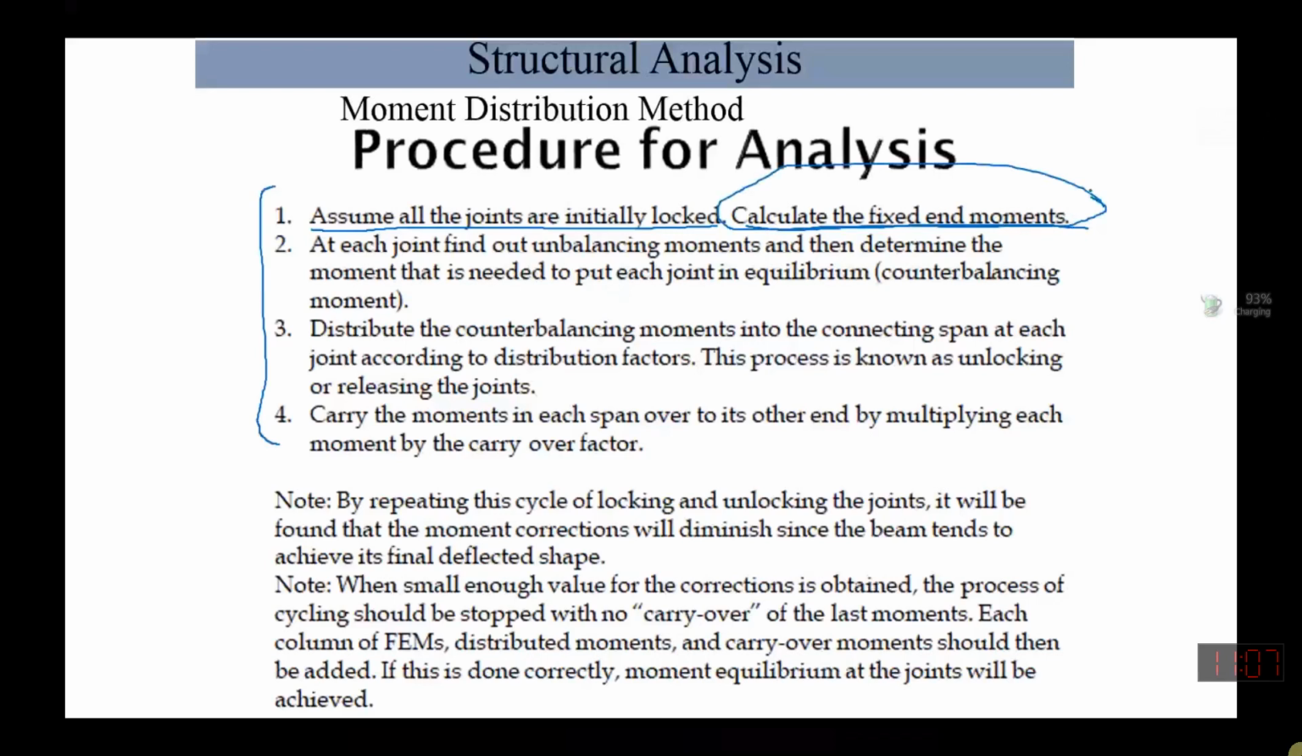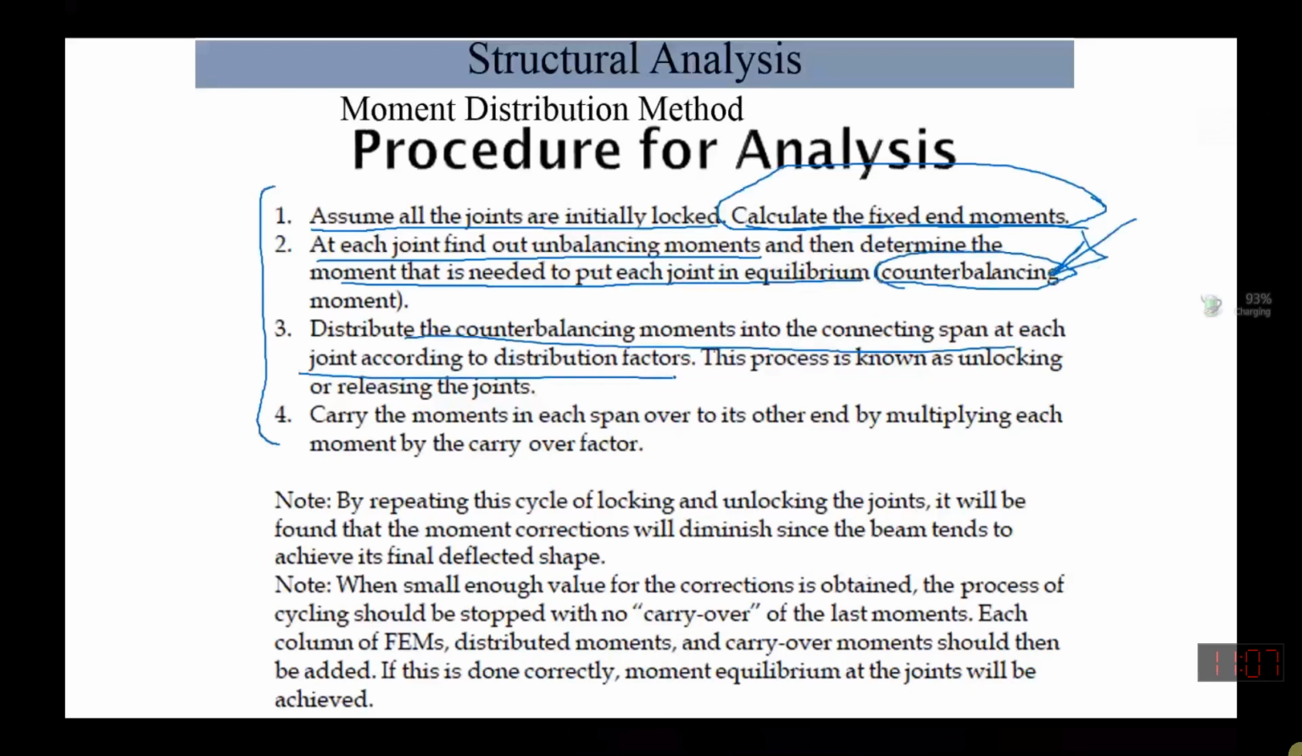Then second, at each joint find the unbalanced moment. So we will find what is the balancing or unbalancing moment over there. Then determine the moment that needs to be put on each joint, which means we will find the counterbalancing moment. So step 2 is this one. We will find the counterbalancing moment. Then we will distribute this counterbalancing moment to the connected spans according to the distribution factor. This is called unlocking of the joint or release of the joint.